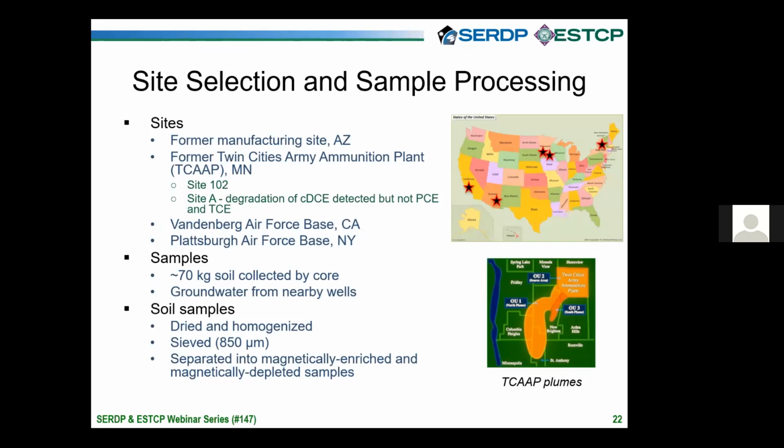From each of those sites, we've already collected about 70 kilograms of soil cores and then groundwater from nearby wells. The soil samples were delivered to my lab at Clemson, where they were dried and homogenized. We then sieved them into 2 fractions, lower and above 850 microns. And then the sample below 850 microns, we've separated into magnetically enriched and magnetically depleted materials.